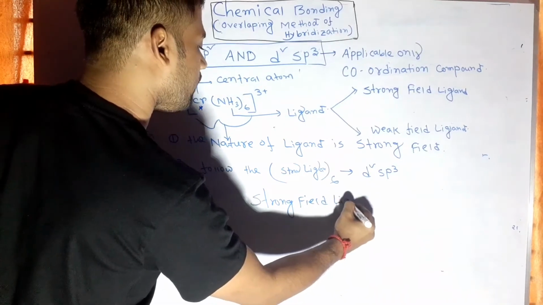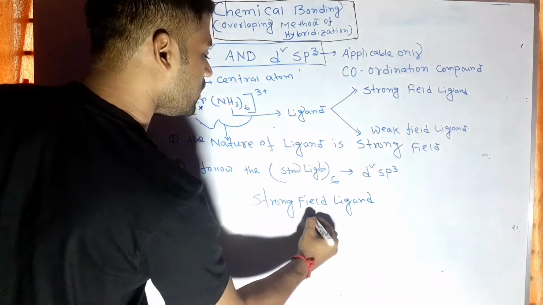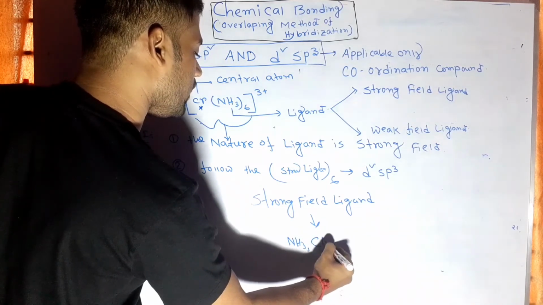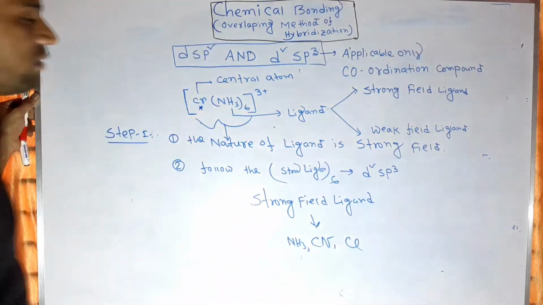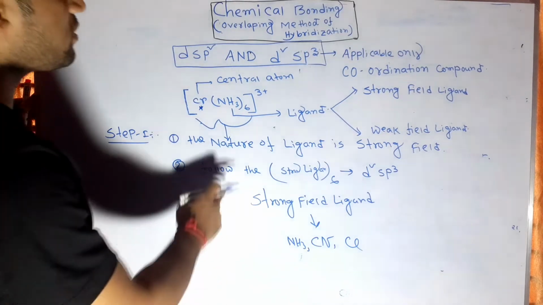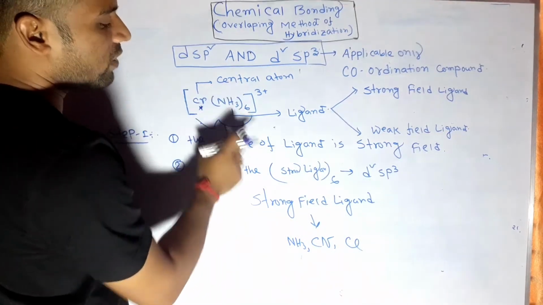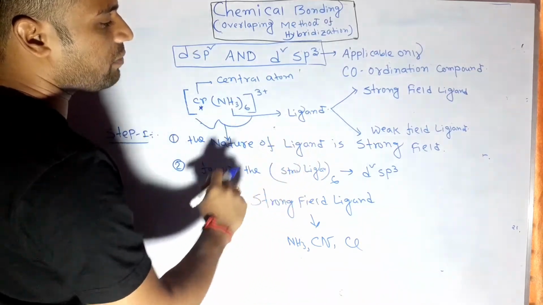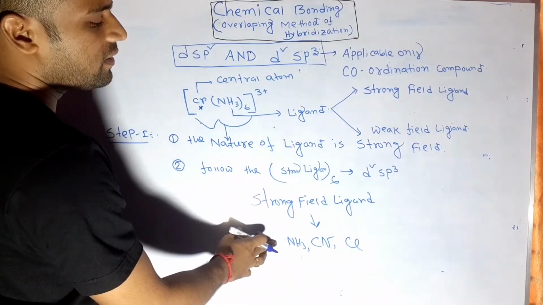Which are the strong field ligands? NH3 molecules, cyanide molecules and Cl. These are the strong field ligands. If the first bracket contains a strong field ligand, then this procedure can be applied. If it is a weak field ligand, then the normal procedure is followed.